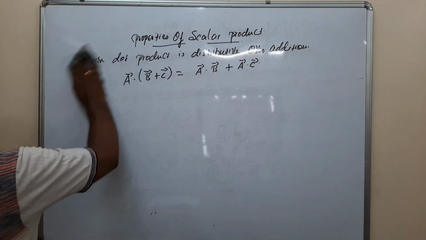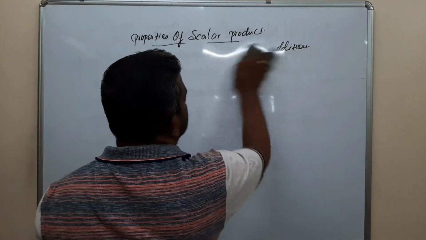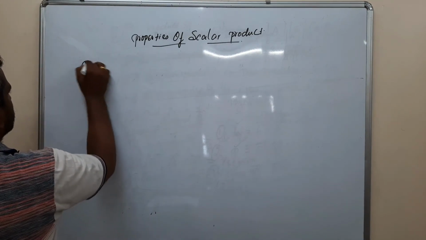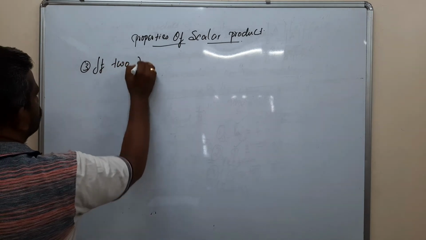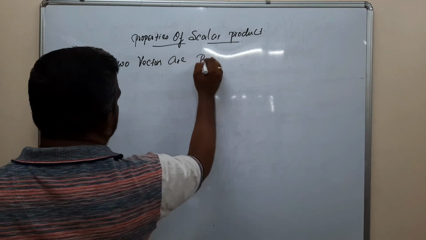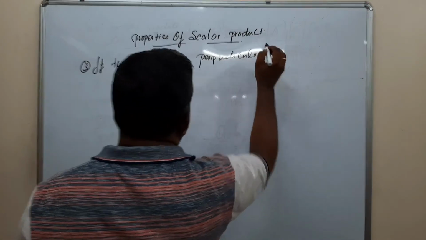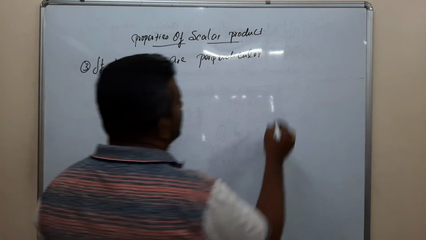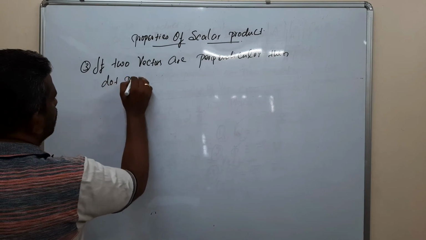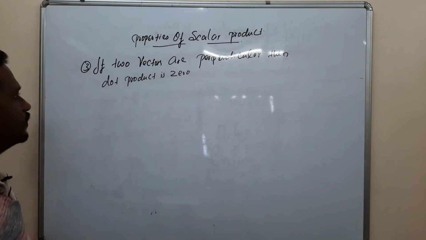Then the third property: if two vectors are perpendicular, then the dot product is zero. Okay, the dot product is 0.